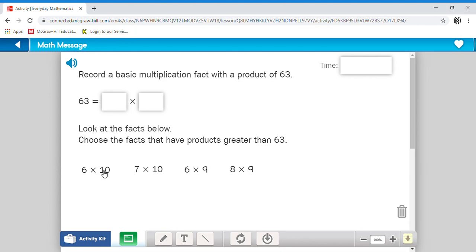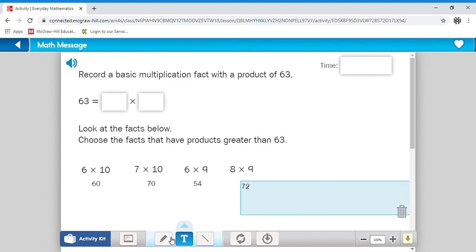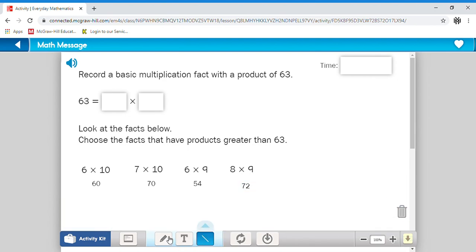Great job. 6 times 10. So when you do your strategies, you would put your product of 60. For 7 times 10, you should have gotten 70. For 6 times 9, 54. And 8 times 9, 72. So when you look here, you have 60, 70, 54, and 72 as your products.